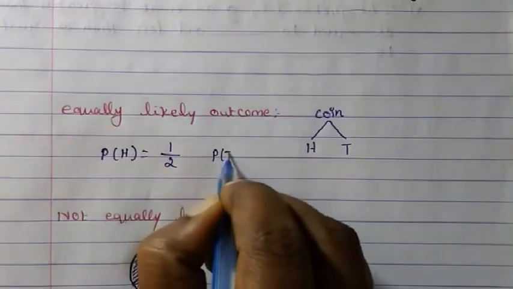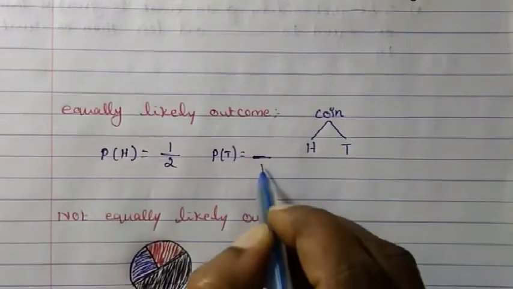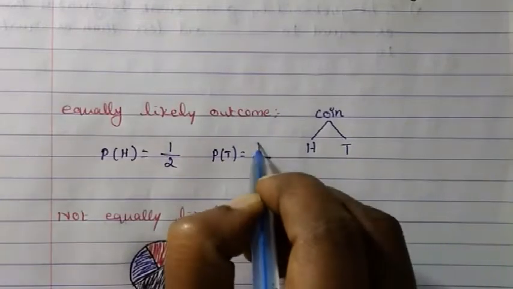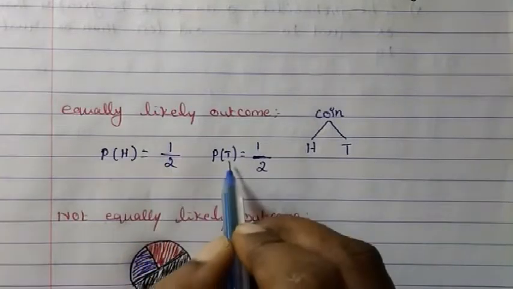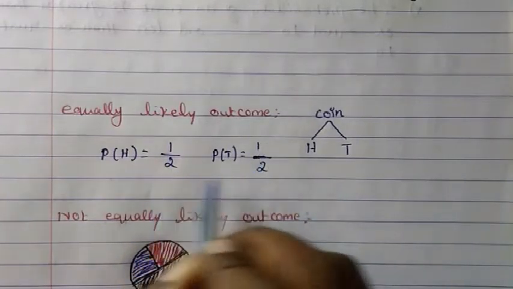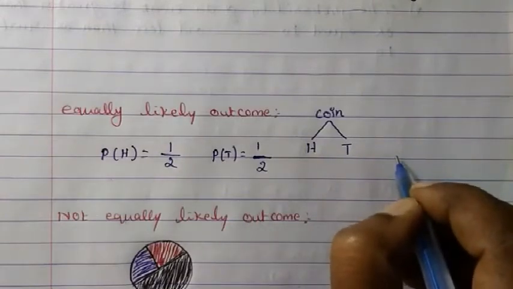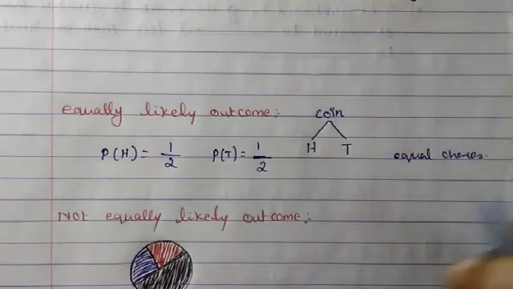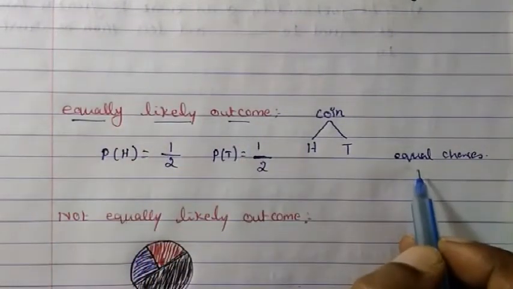In the same way, for tail also, the total possibilities are 2. But in that, for tail to come, there is 1 chance. So for head to come, there is 1 chance, and for tail to come also, there is 1 chance. So equal chances are there. This is known as equally likely outcome, when you have equal chances.